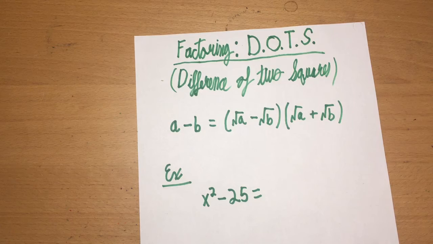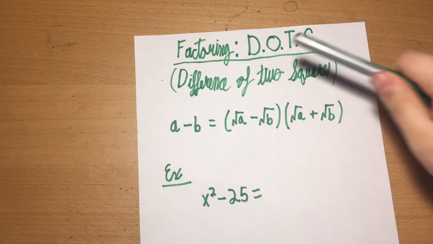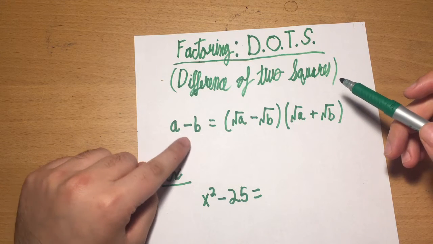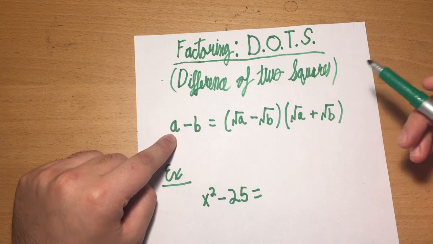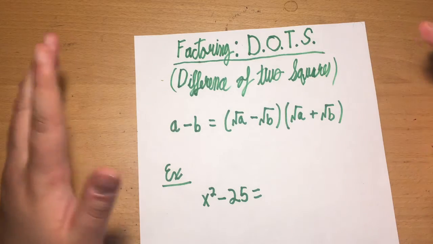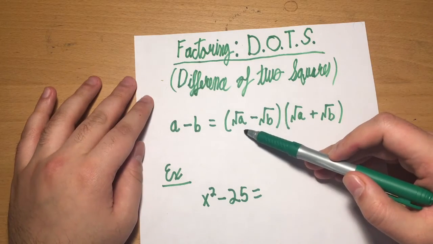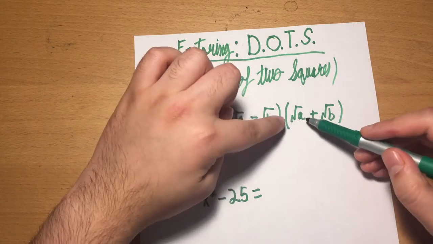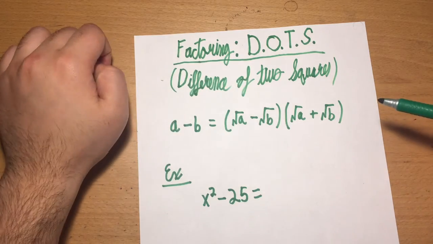So in this video we're going to go over a factoring technique called difference of two squares, sometimes called DOTS. It's a very simple factoring technique. If you have two things being subtracted and both of them are perfect squares, you can write them this way: square root of the first thing minus square root of the second thing, times square root of the first thing plus square root of the second thing.